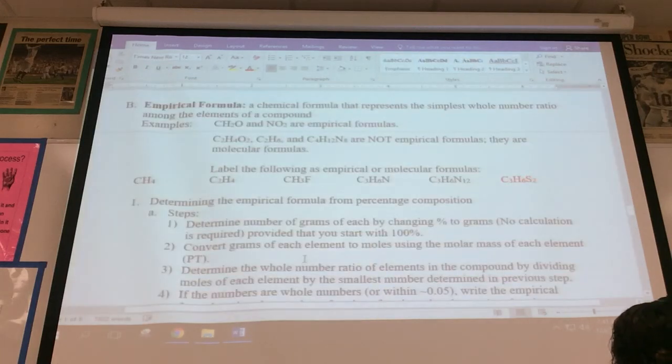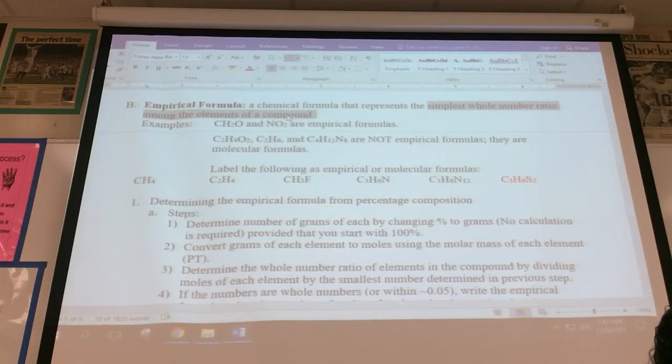So in your notes then, we're going to pick up at the empirical formula position. Again, this is a type of elemental analysis. And an empirical formula is a chemical formula, and it represents the simplest whole number ratio among elements of a compound. So when you look at the simplest whole number ratio, it has been reduced down. They do not have a greatest common factor other than 1.